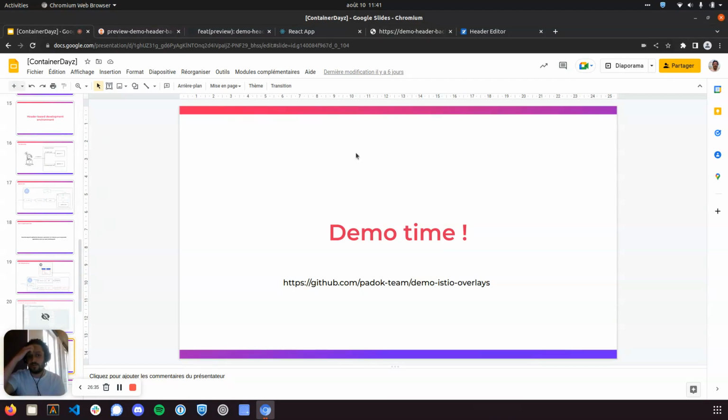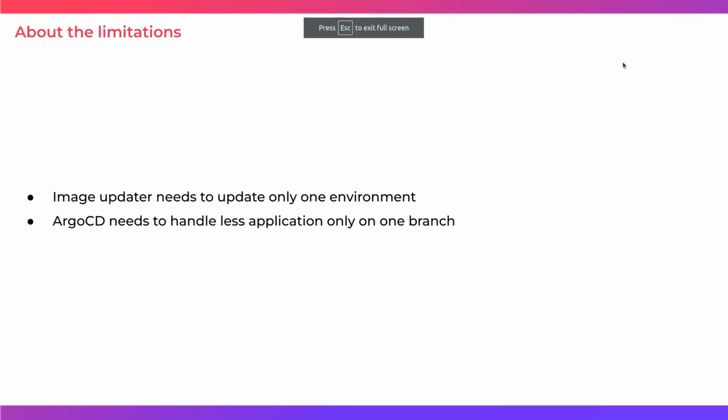And so that's it for the demo. Now if we go back to the limitation we found out during the first project, we don't have the same issue with image updater anymore because image updater needs to update only one environment. And Argo CD needs to handle a lot less applications, so we do not have to shard it anymore also.